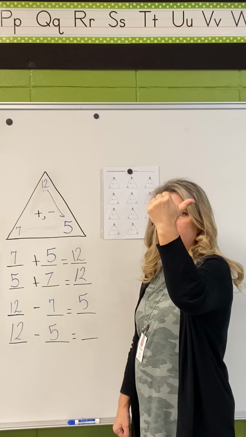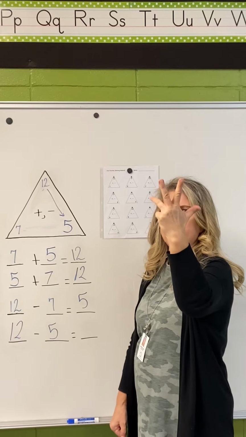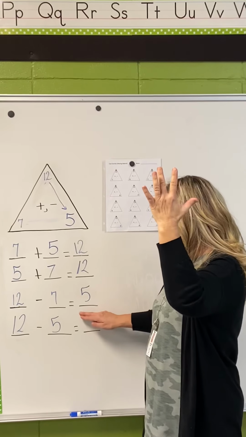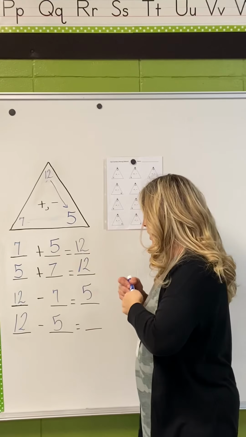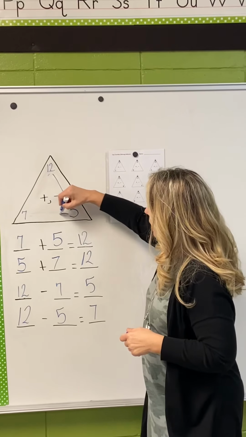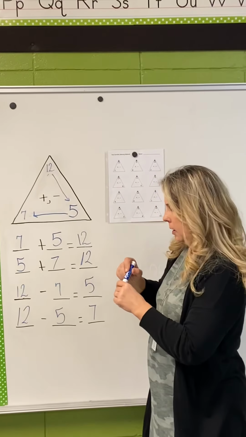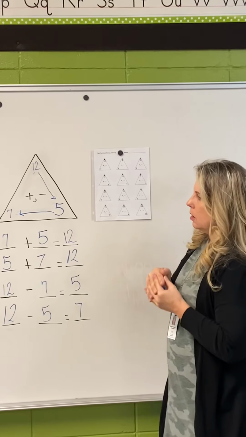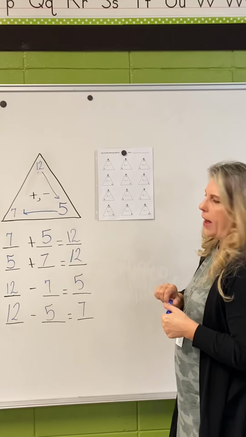12, 11, 10, 9, 8, 7. I have 5 fingers up and I ended at 7. 12 take away 5 is 7. So that's how we find missing addends, or the missing part of our fact family.